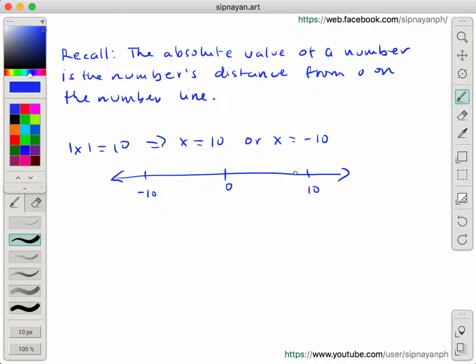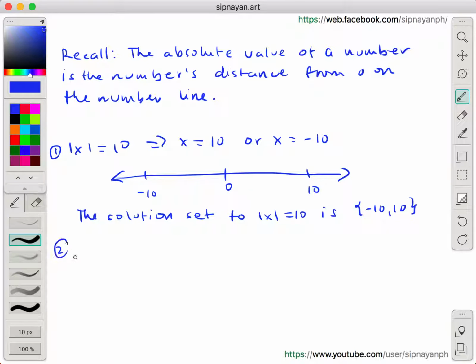So the solution set, pag sinabi natin solution set, gagamit tayo ng set notation, to the absolute value of x equals 10 is negative 10 and 10. So gagamit tayo ng set notation.